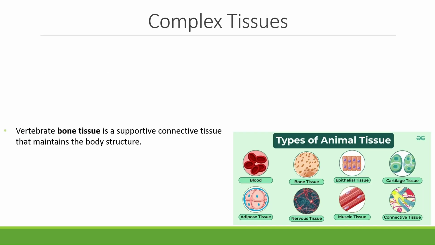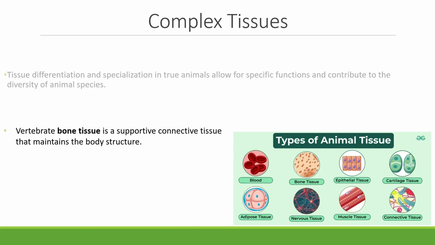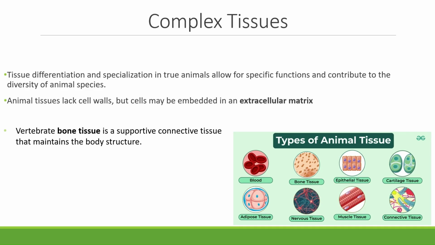True animal tissues consist of groups of similar cells that perform specialized functions. Unlike plant cells, animal cells lack cell walls, which allows flexibility in body structure and movement. Cells are embedded in an extracellular matrix that provides support and communication.